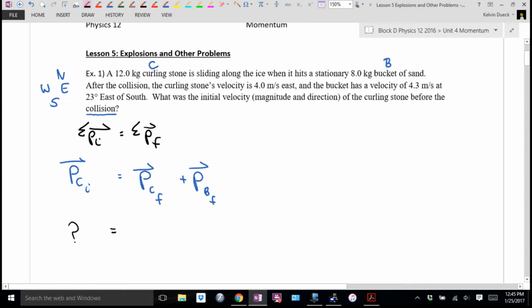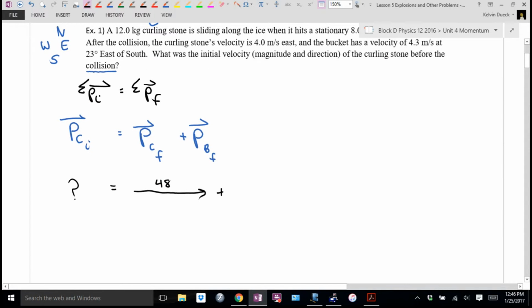Wham, they collide. Luke, my friend, what does the final direction and velocity and momentum of the curling stone look like? 4 meters a second East, you say? Now, I'm not going to put a 4 on here. What's going to go on that line is the momentum. You might even be able to do it in your head. Plus, what's the momentum of the bucket after the collision? Can you read to me, starting with the 23, the direction? 23 degrees east of south.